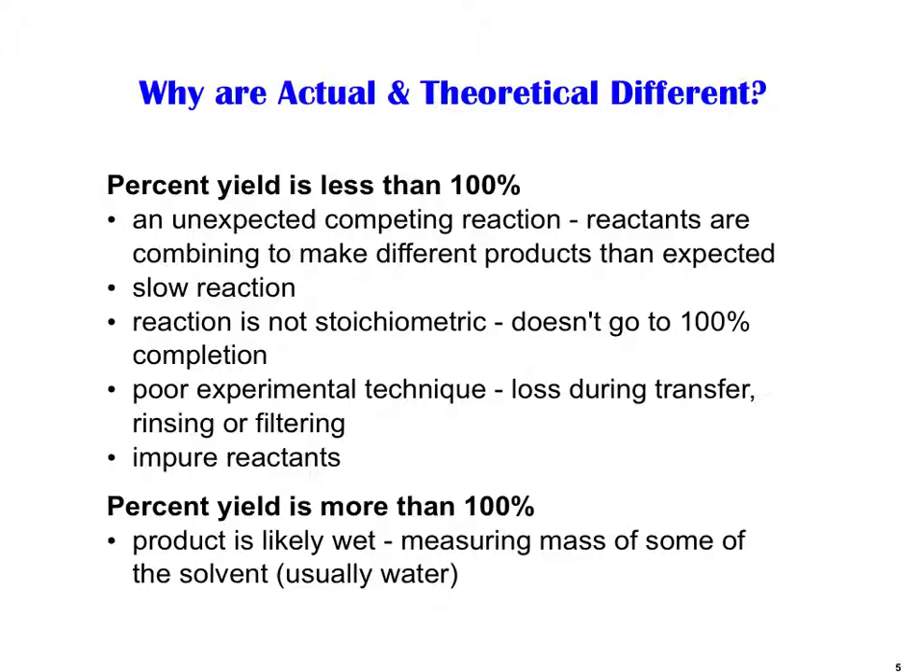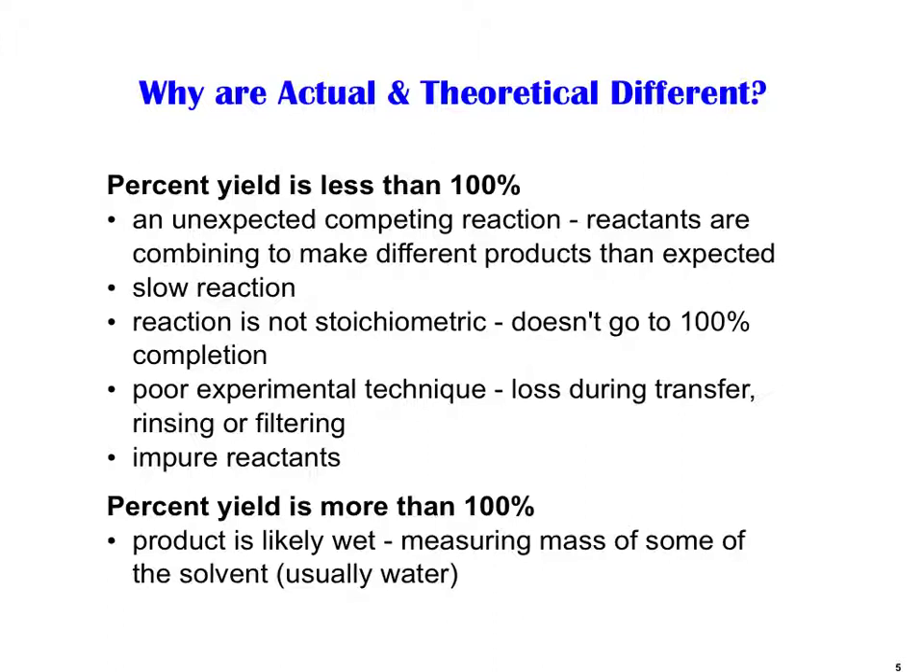All right, so why are they different? So why did we get less than 100%? We can have an unexpected competing reaction. So what that means is we put these two reactants in and we're measuring the mass of one product, but it might be making a side product that diminishes the amount of reactants being used to create our desired product, and the one that we isolate and weigh and get the actual value of. The reaction might be really slow, we might not have waited long enough. The reaction is not stoichiometric, so that means that even if we calculated using our limiting reagent, not all of the limiting reagent is actually used up. So it doesn't go to 100% completion is what we would say.